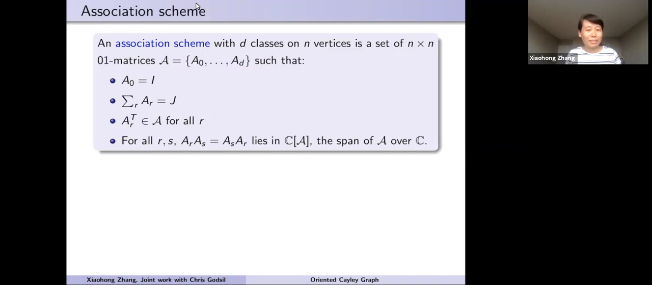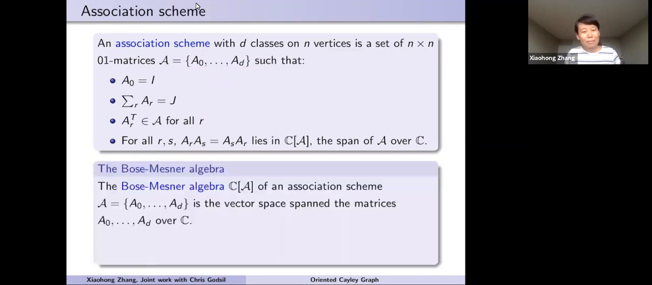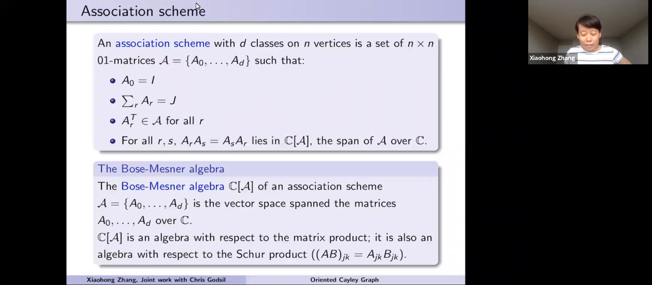We study this structure through some much bigger set, the algebra. We just consider all the possible linear combinations of those matrices, with the scalars taken from the complex field C. It is a vector space, but it's also an algebra with respect to the normal matrix product. It is also an algebra with respect to the Schur product, which is the entry-wise product. For the list we start with, they are pairwise orthogonal with respect to the Schur product.